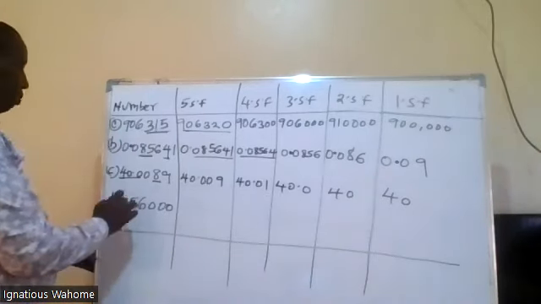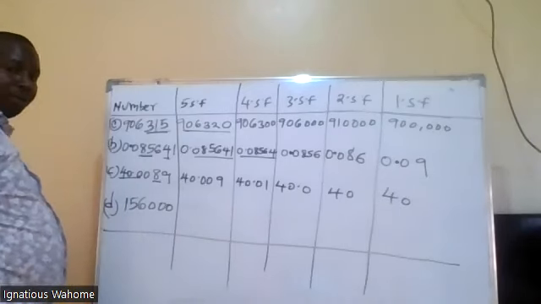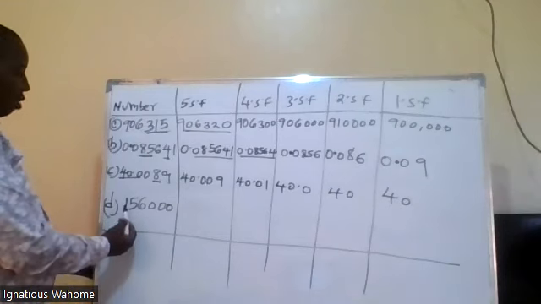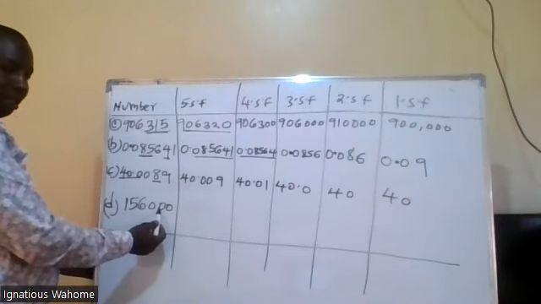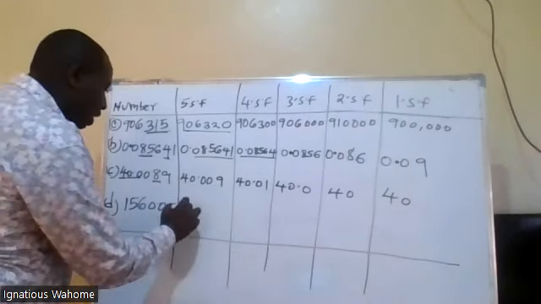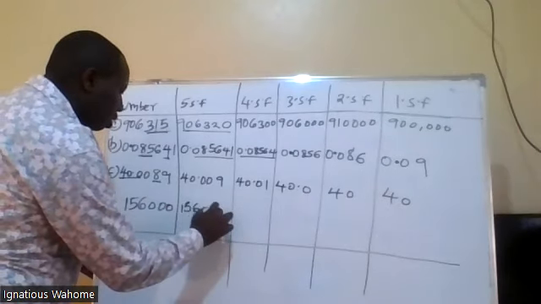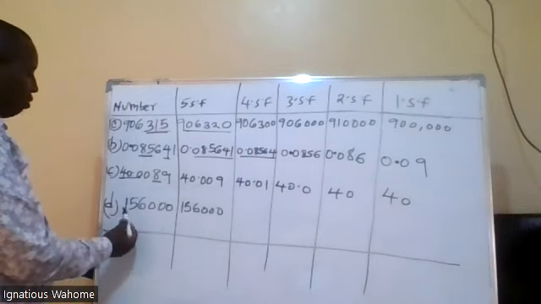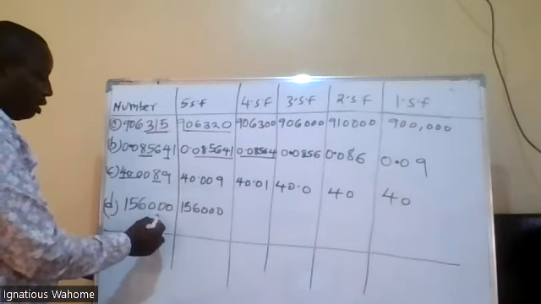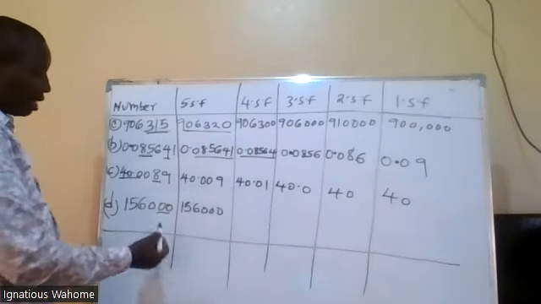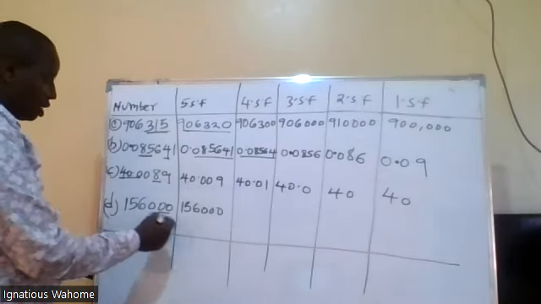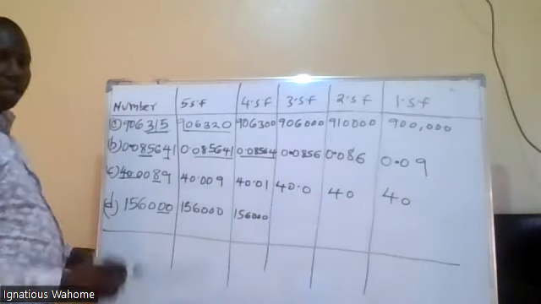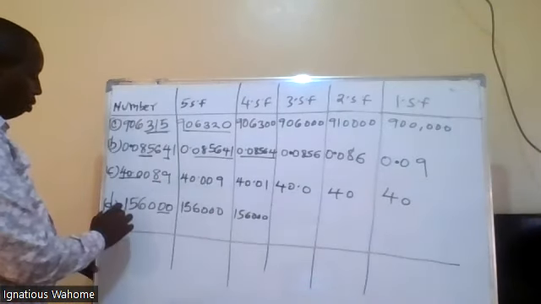The last one. There is no decimal here. So when you want to write the 5 significant figures, 1, 2, 3, 4, 5. The next one is 0. So your answer is still 156. You must indicate that 0 to retain the value of the number. 4 significant. 1, 2, 3, 4. These 2 zeros must be there. The next one is 0. So it is 156,000. 3 significant figures. 1, 2, 3.